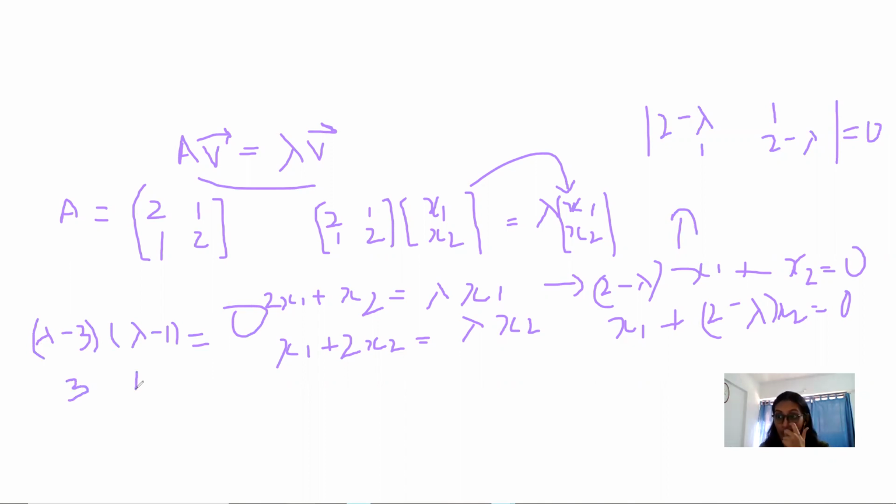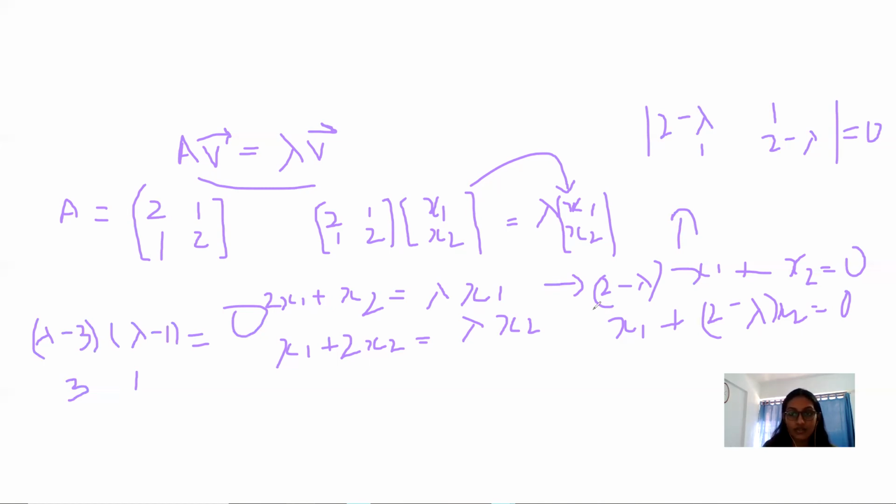Okay, so there are two values of lambda that we have to substitute. One value, lambda 1, is 3 and lambda 2 is 1, and we can find the eigenvectors which correspond to these eigenvalues by plugging lambda back into the equations that we were solving over here. Let's try and do that.